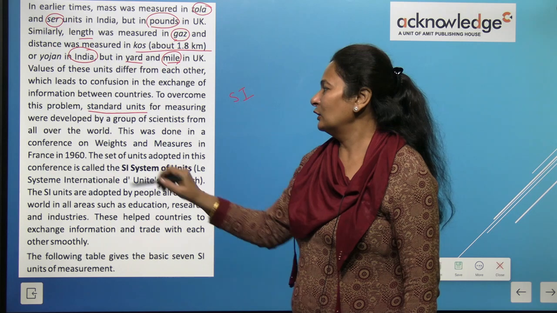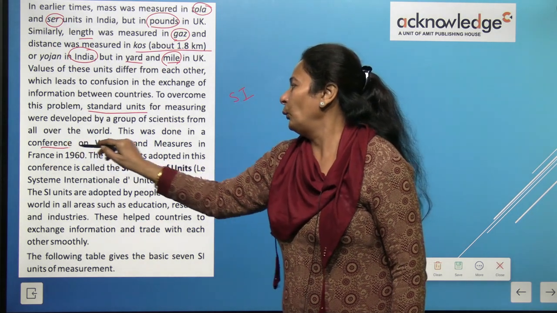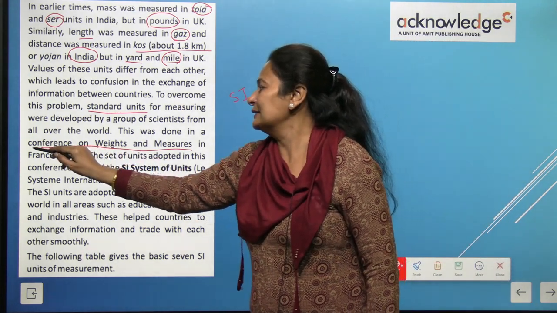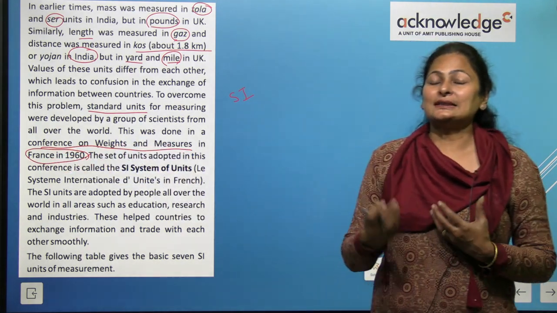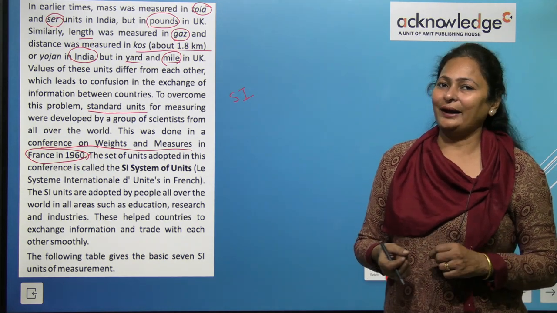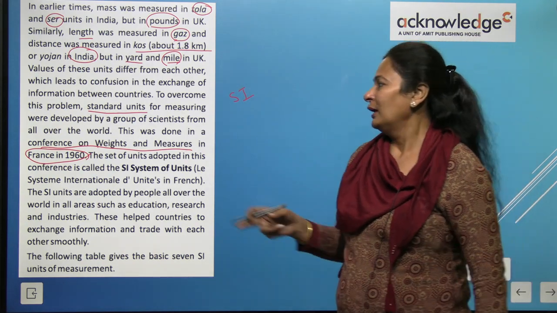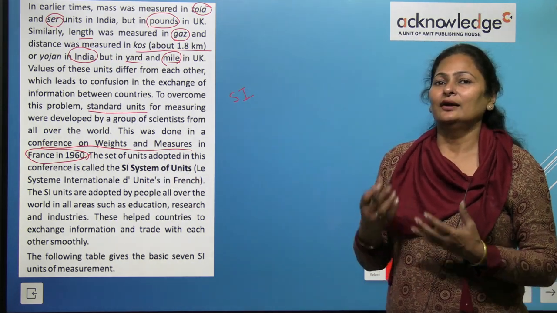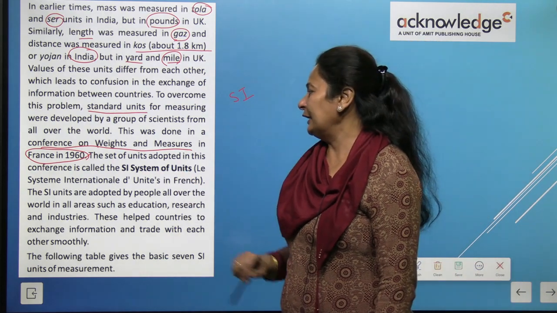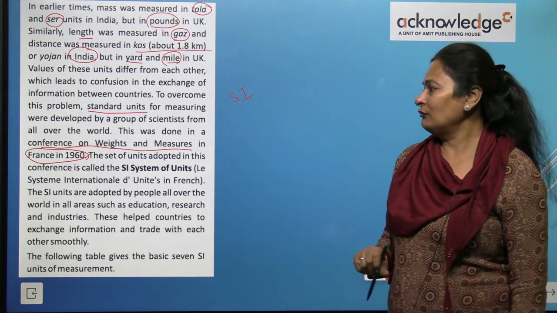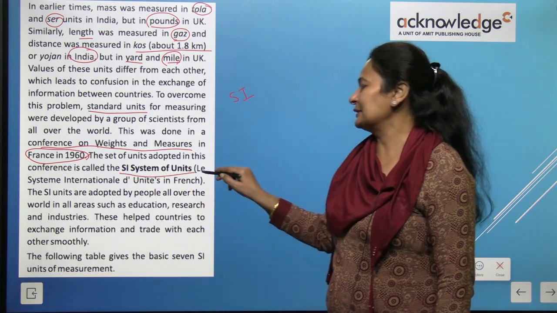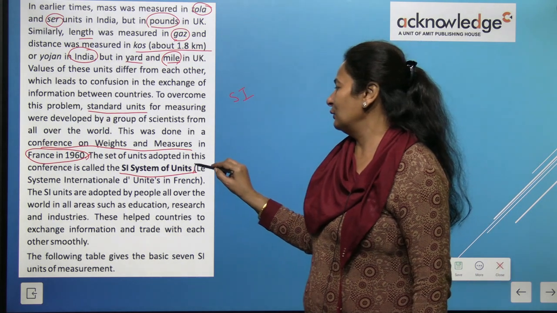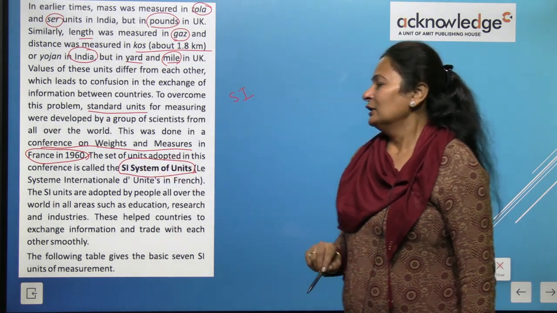This was done in the Conference of Weights and Measures in France. The standard units were implemented in 1960, and this was developed in the conference held in France. The set of units adopted in the conference is called the SI system of units. So we call it the SI system, and SI stands for system of units.